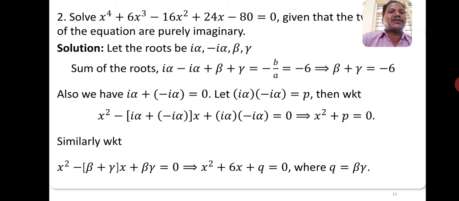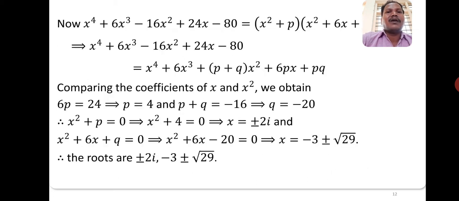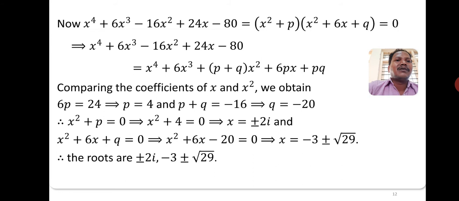Similarly, we know that x square minus (beta plus gamma) times x plus beta gamma is equal to 0. So otherwise this becomes x square plus 6x plus q equals 0, where q equals the product of beta into gamma. Now x power 4 plus 6x cube minus 16x square plus 24x minus 80 can be written as the product of this quadratic equation, that is (x square plus p) into (x square plus 6x plus q) equals 0.